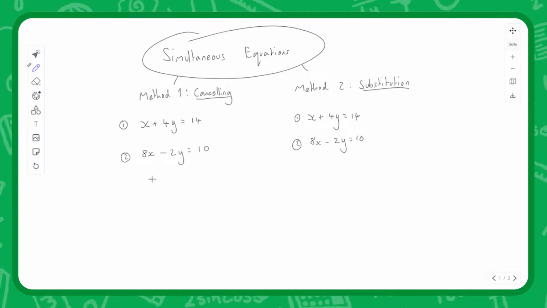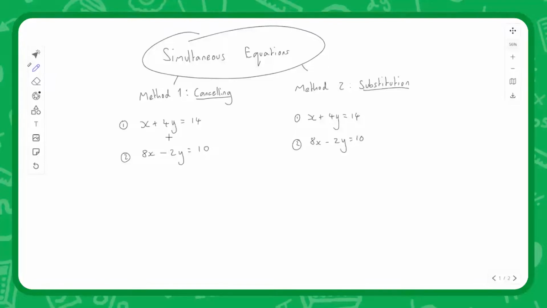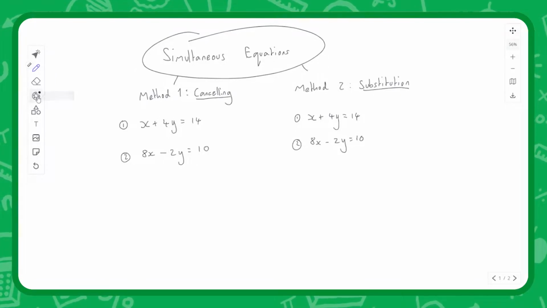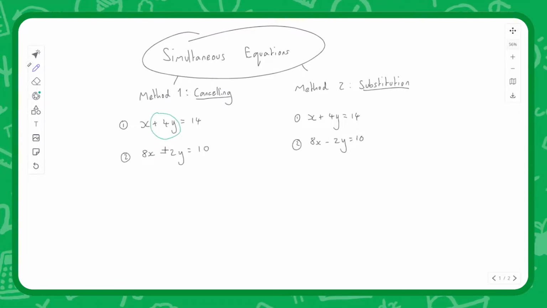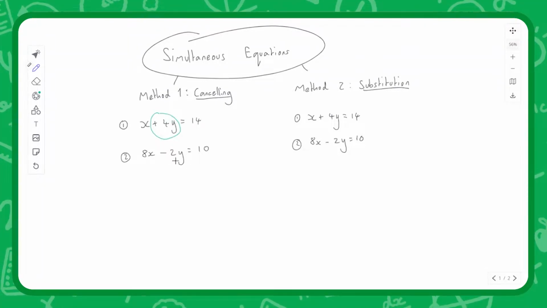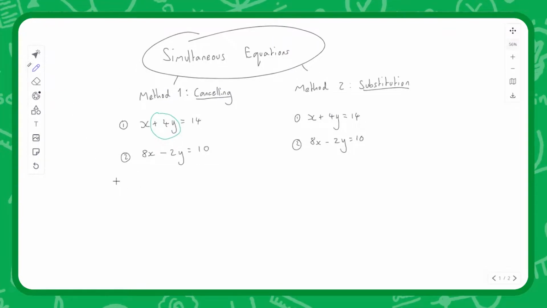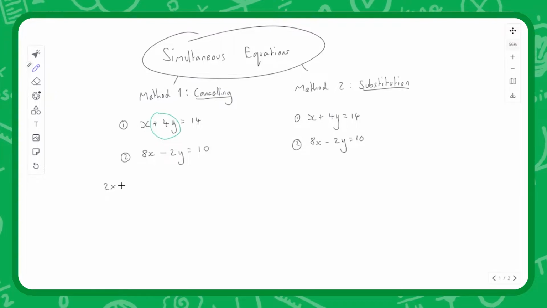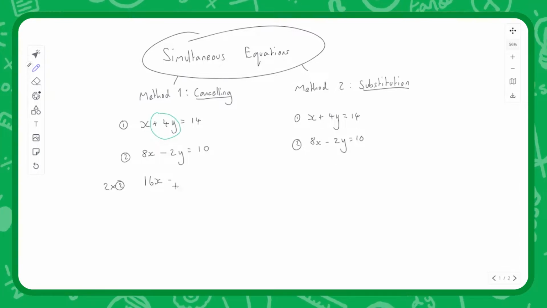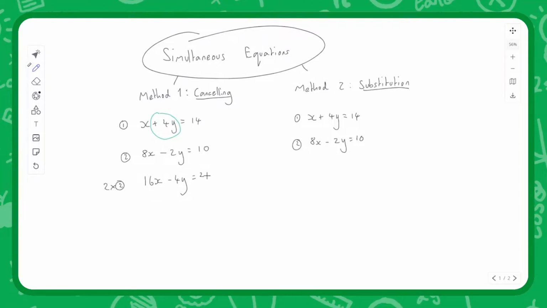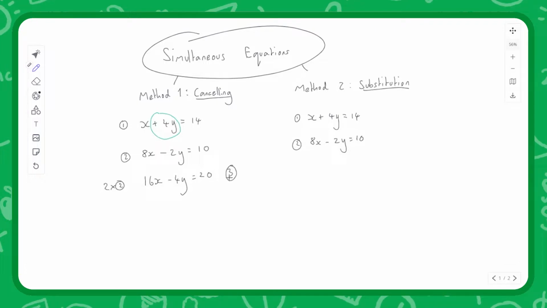So I'm going to decide that I want just x's. I want to get rid of all the y's. At the moment I've got a plus 4y and a minus 2y, so it might make sense to turn this 2y into a 4y, and that will then allow me to cancel the y's out. So I'm going to take my equation 2 and multiply it by 2. That's going to give me 16x minus 4y equals 20, and I'm going to call this equation 3.